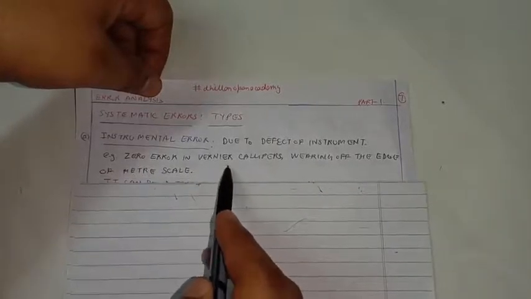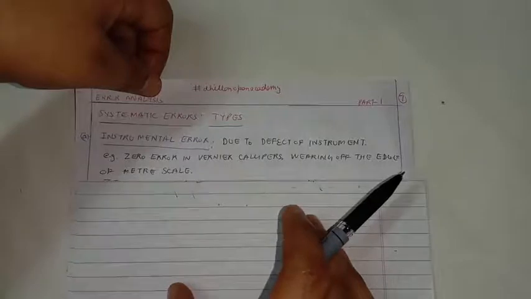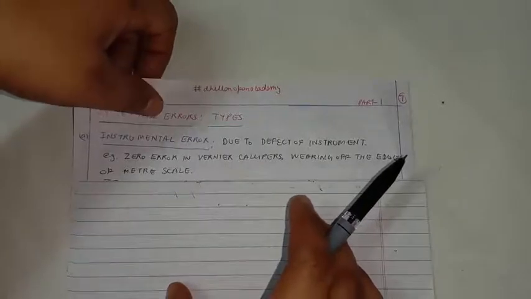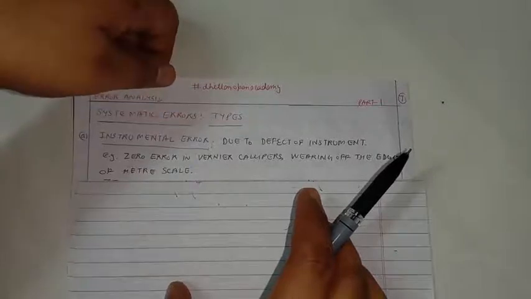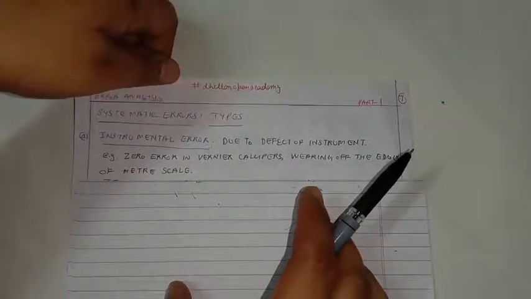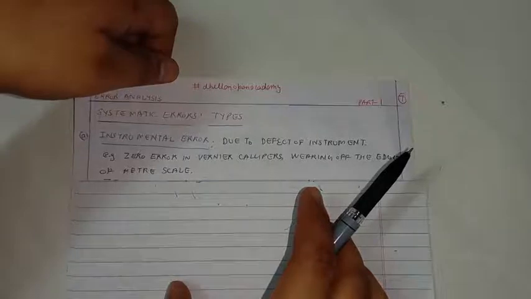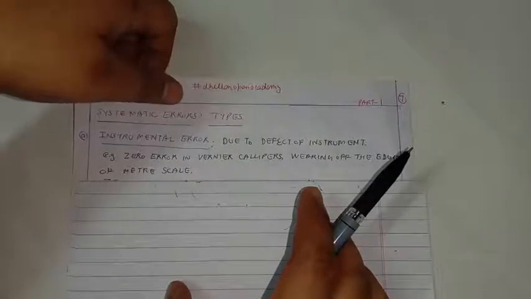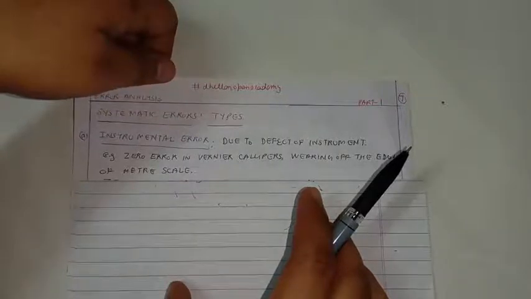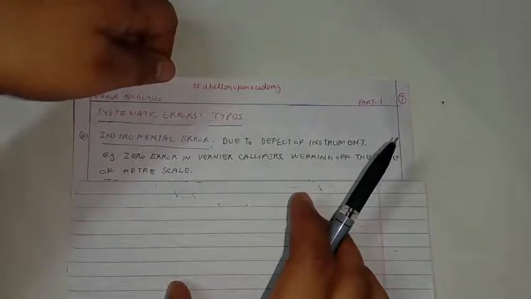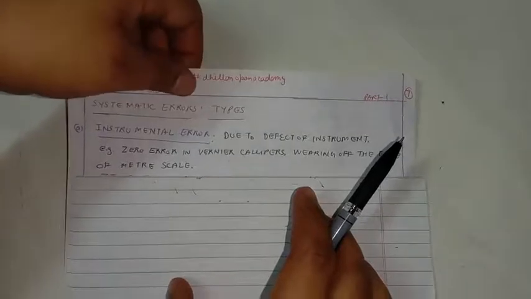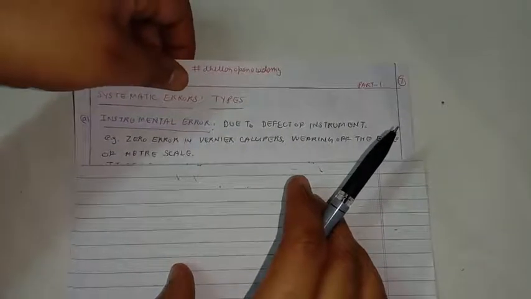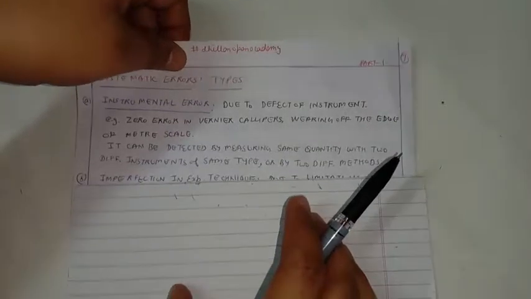We know that when a vernier caliper is to be used, when we close the two jaws of the vernier caliper, the zero of the main scale must coincide with the zero of the vernier scale. If the two zeros are not coinciding, the instrument is defective, so it will be called an instrumental error. Sometimes the zero mark present on the meter scale veers off after use, so it is again going to cause an error in the measurement, that is instrumental error.